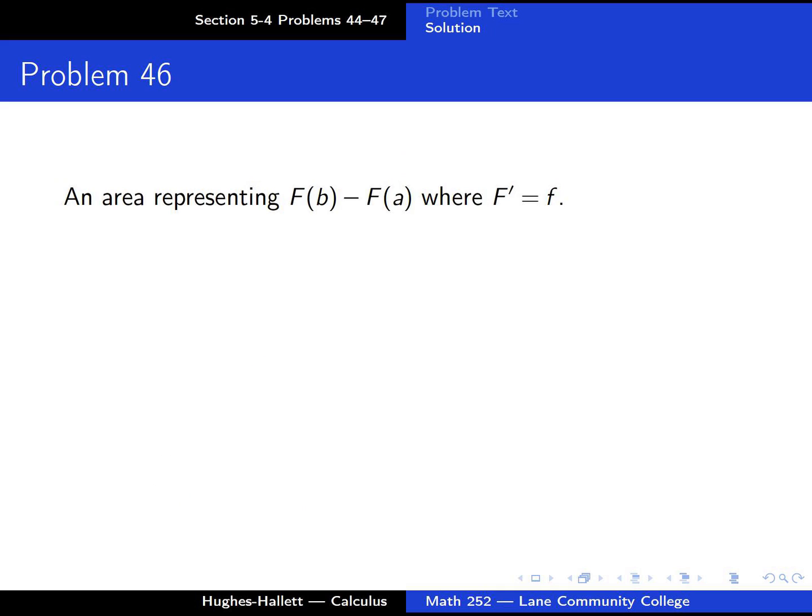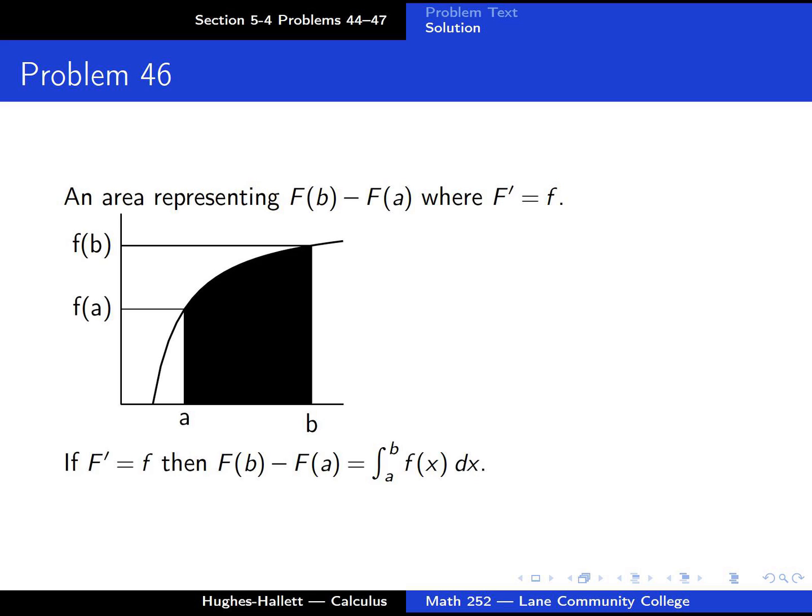In 46, we're supposed to find an area that represents capital F of b minus capital F of a, where capital F prime is little f. That is to say, capital F is an antiderivative for little f. The area is just the integral of little f from a to b. It's the region I've indicated in black. Why is that the right thing to do?